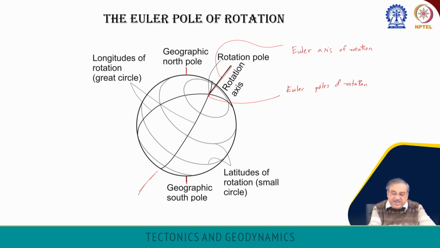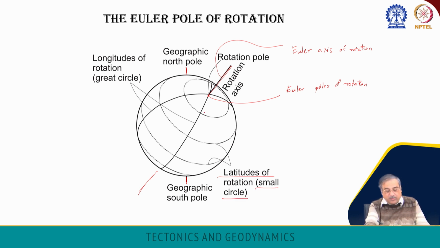Now, whenever any point moves, if you consider it as a rotation about this axis, any point will tend to move along all of these dotted circles shown here. These dotted circles can be regarded as latitudes with respect to this Euler pole. They're not the actual latitudes of the Earth. The latitudes of the Earth are also small circles, with the only great circle being the equator.